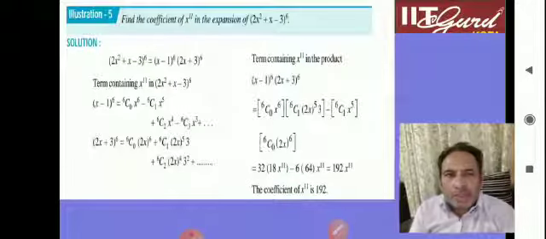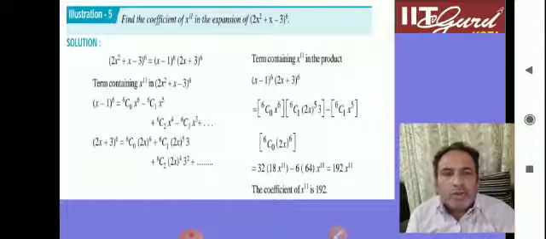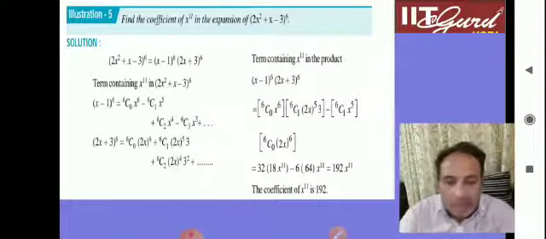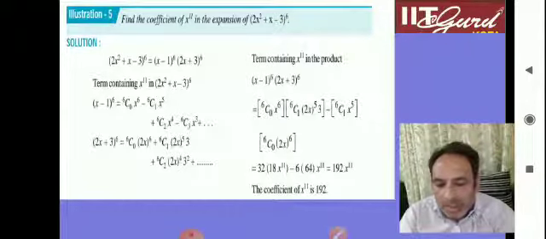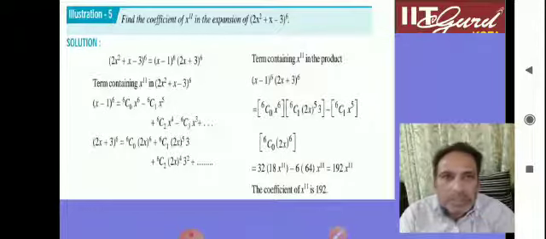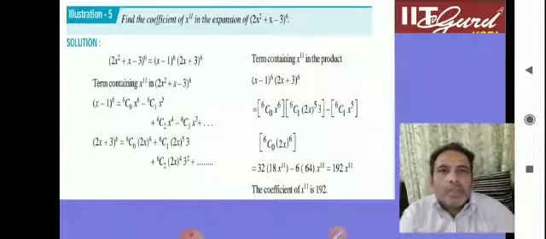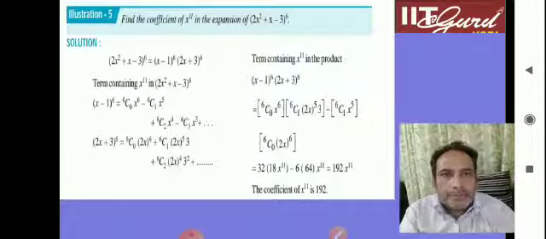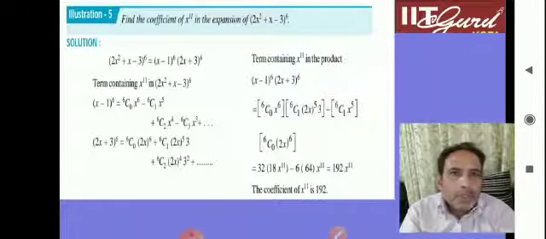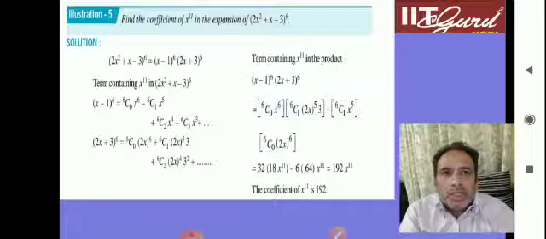Now come to another illustration. Illustration 5. Find the coefficient of x to the power 11 in the expansion of 2x square plus x minus 3, to the whole power 6. This is illustration number 5. So here, this is a different problem. Think about this problem as 2x square.